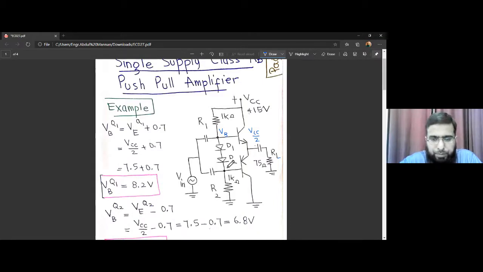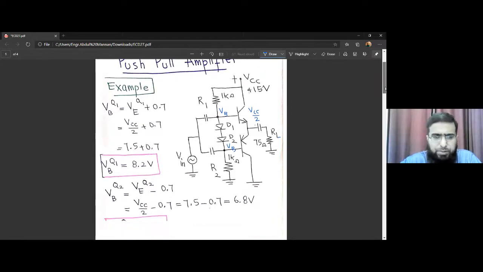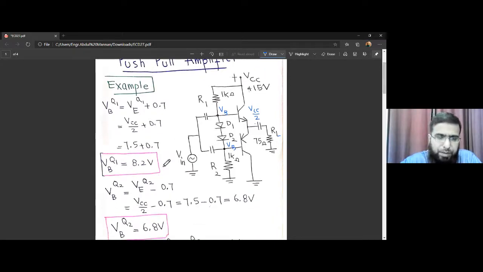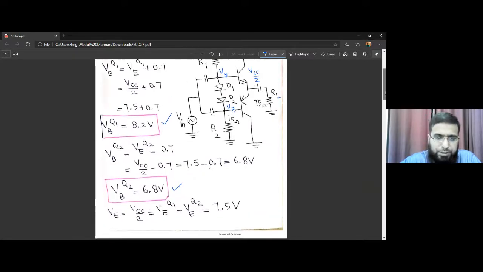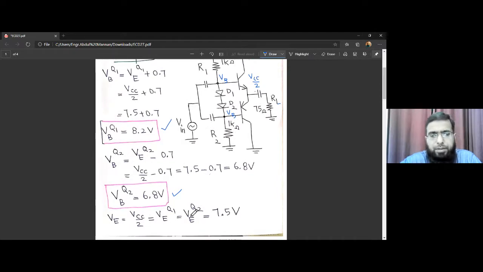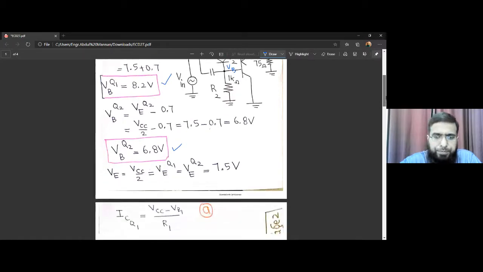VB at Q2 will be smaller than the voltage at its emitter, by 0.7, since the emitter is 0.7 volts higher than the base. So VB would be VE minus 0.7. The emitter is at a higher voltage, and VB is at a lower voltage. So VB at Q1 is higher than the output voltage, and VB at Q2 is 0.7 smaller than the output voltage. We are talking about DC voltages. VE is the same as VCC by 2, 7.5 volts, the same DC voltage that we have at the output.